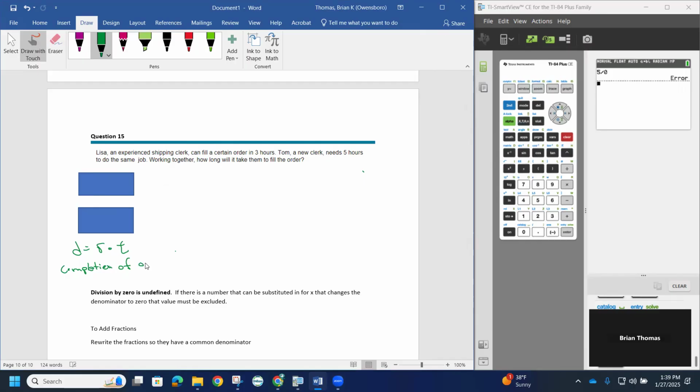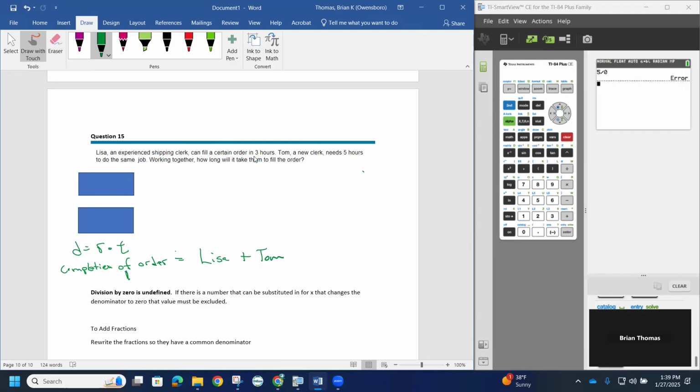So the completion of the order is going to be based on Lisa's ability to complete, how fast she works, and how fast Tom can work together. That's going to represent the completion of one order. So notice how there's only going to be one order in this problem. We're just trying to complete one order. So one thing to figure out is, how can we represent Lisa's ability and how do we represent Tom's ability?